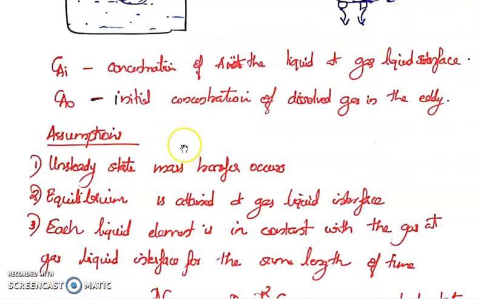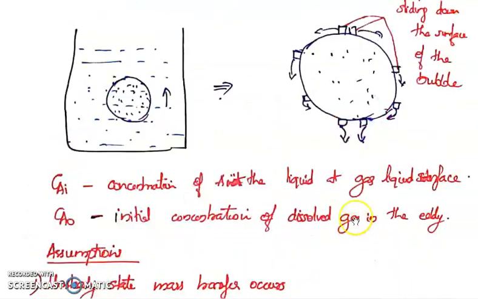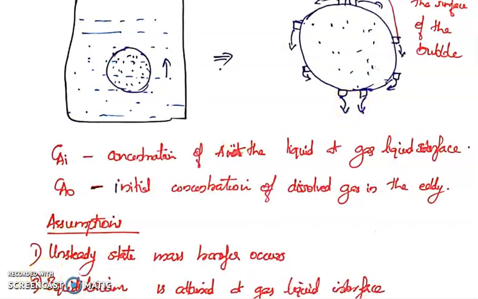Third assumption is each liquid element is in contact with the gas at the gas liquid interface for the same length of time. You can see different liquid elements are here. As the molecule moves up, a fresh packet or element of liquid will be attached. Whatever elements of liquid are attached here will stay at the surface of the bubble for an equal amount of time. That is our third assumption.